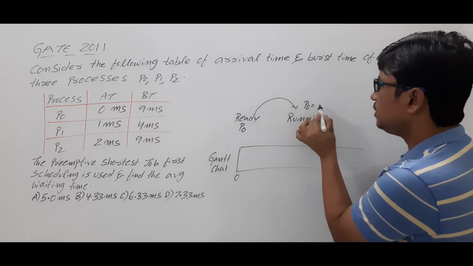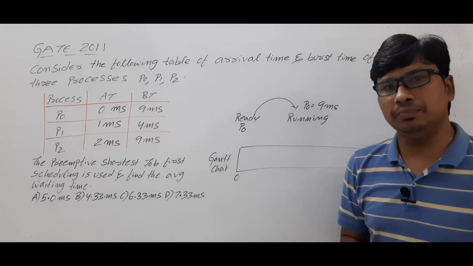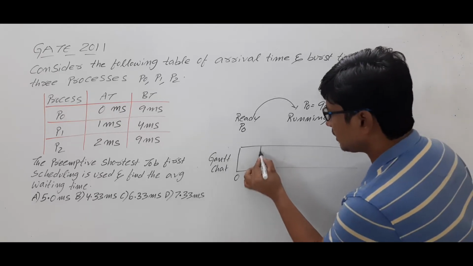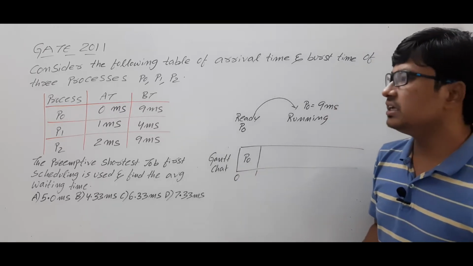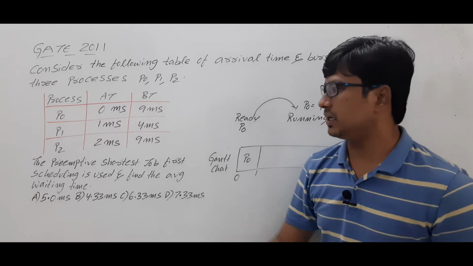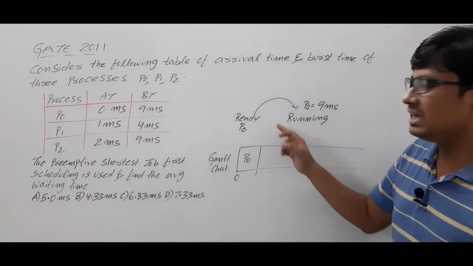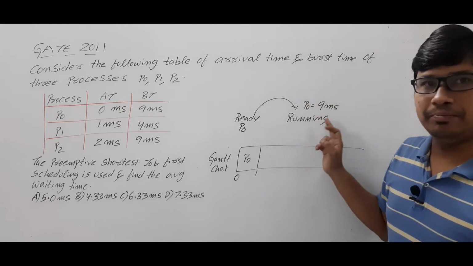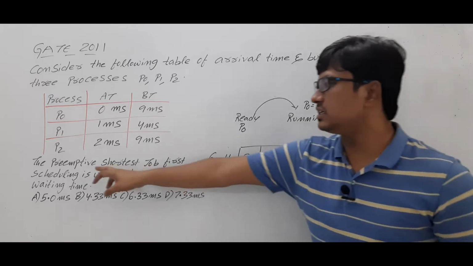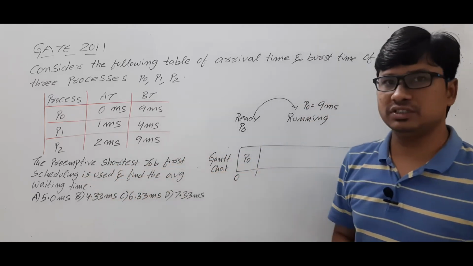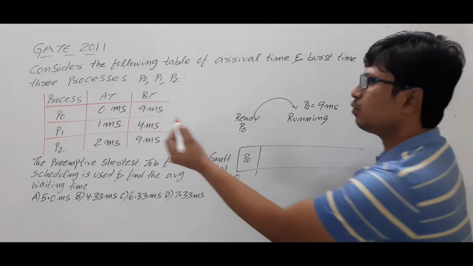Now P0 needs 9 milliseconds, or 9 units of time, to complete its task. So we will run P0 for 1 unit, and then we will see whether any other process has arrived, because it is preemptive. If it were non-preemptive, we would execute the complete process and then send it to the terminated state. But here it is the preemptive shortest job first scheduling algorithm, so we need to look at whether any other process has arrived at 1 millisecond.